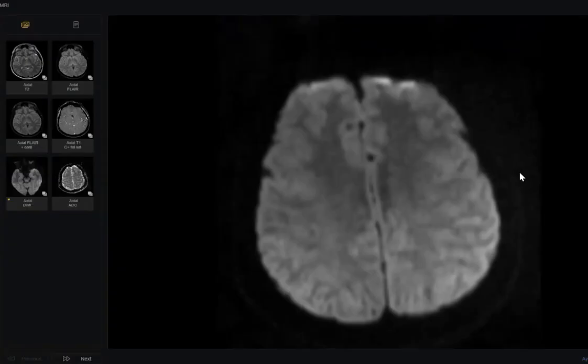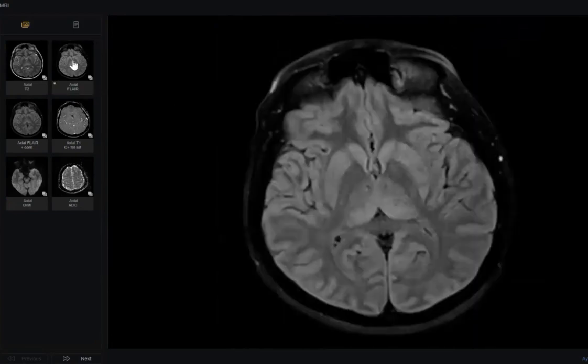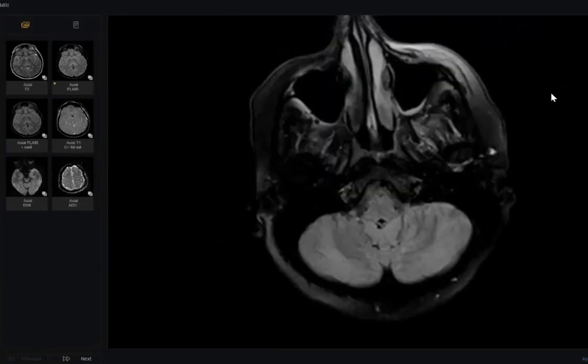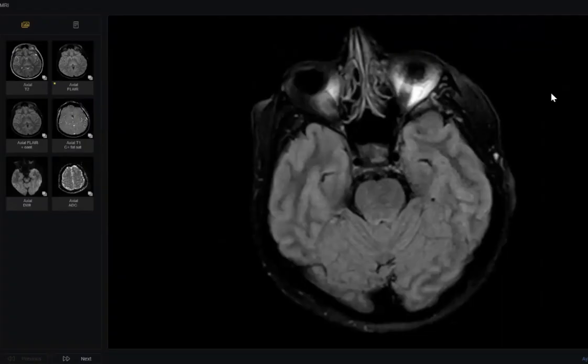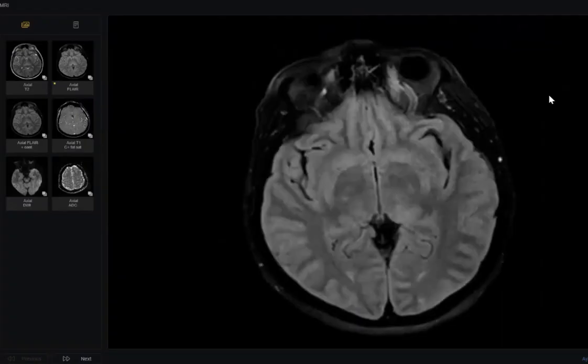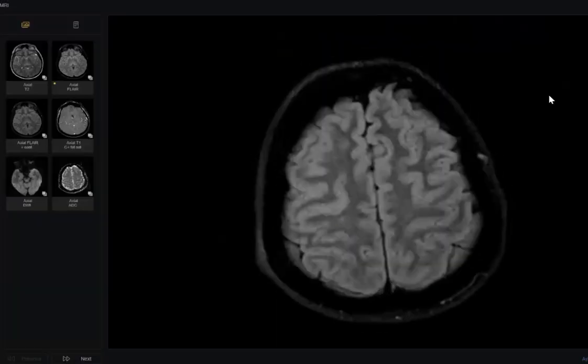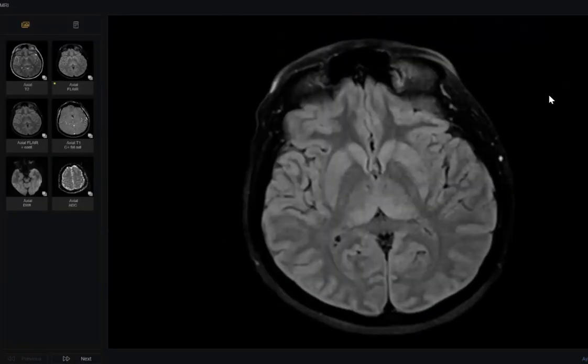So I would like to check the FLAIR sequence. Yes. Okay, this is a FLAIR sequence. I will go check it.